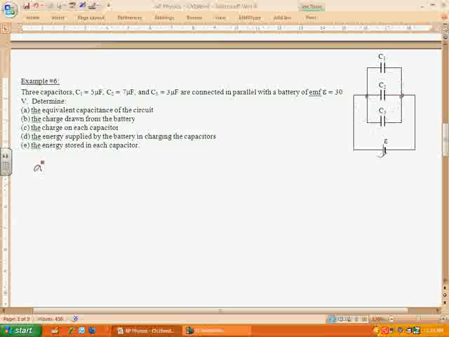Letter B, the charge drawn from the battery. So again, the capacitance will equal the charge over the voltage. We know the total capacitance is 15 microfarads. The potential difference is 30. So just go 15 times 10 to the negative 6, and then multiply that by 30, and we get 4.5 times 10 to the negative 4, or if I move the decimal over twice, that would be 450 times 10 to the negative 6. We just solved for the charge. So 450 microcoulombs.